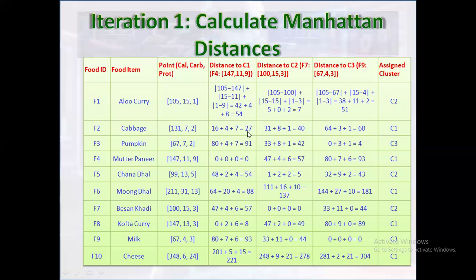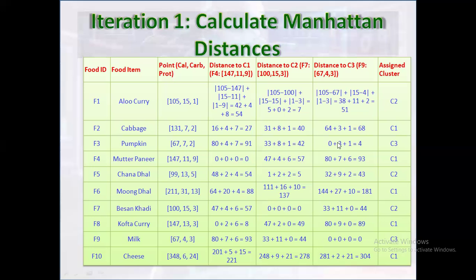Similarly, for cabbage, if you are finding out, we are getting 27, 140, that is 40, and 68. Which one is having the lowest value? 27, so C1. Similarly, for pumpkin, 91, 42, 4, and 4 is the minimum value, 60, C3. Similarly, 0, 57, 93, C1. For cheese, 348 minus 147, 6 minus 11, 24 minus 9. Summing up all the values, taking the square root and the modulus, we are getting 221, 278, 304. Among these three, C1 is having the lowest value.